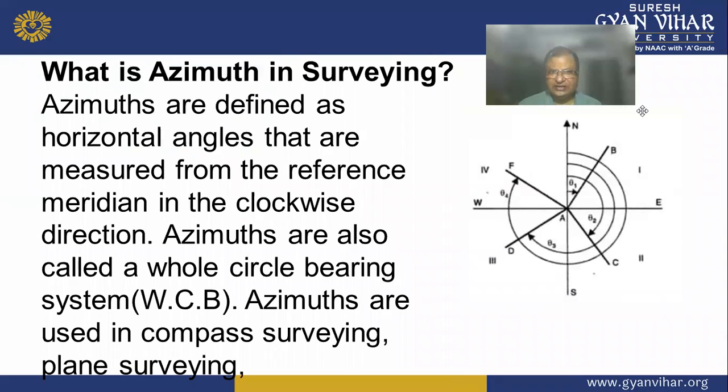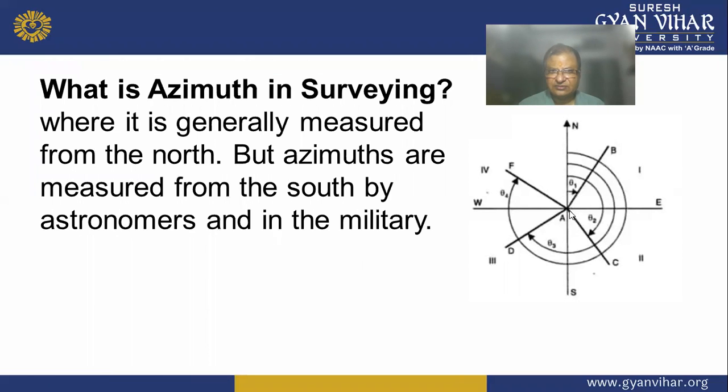And now, what is azimuth in surveying? The azimuth is defined as a horizontal angle measured from the reference meridian in the clockwise direction. Azimuths are also called the whole circle bearing system. Azimuths are used in compass surveying and plane surveying. So what is azimuth in surveying?